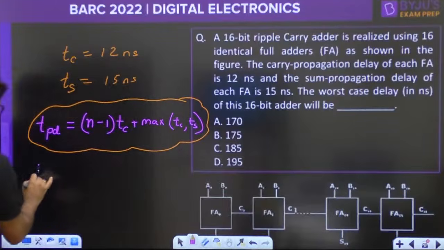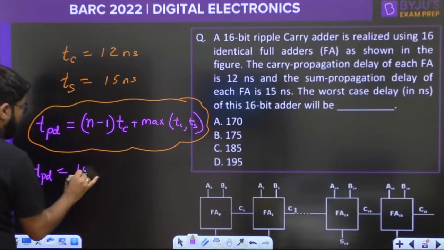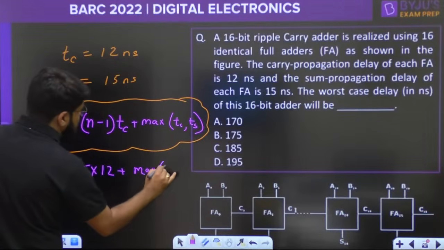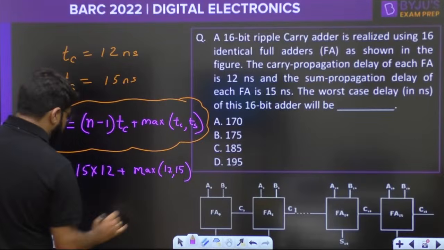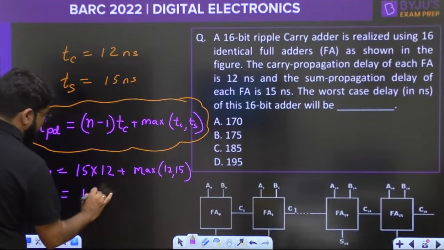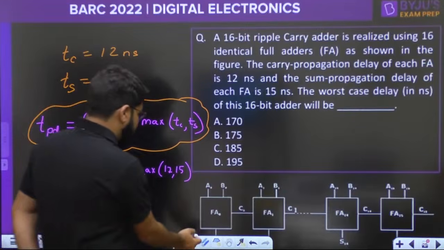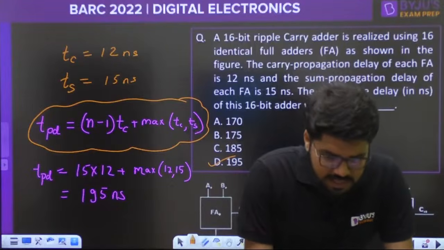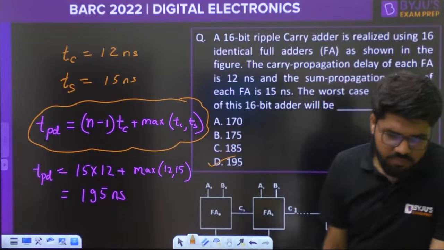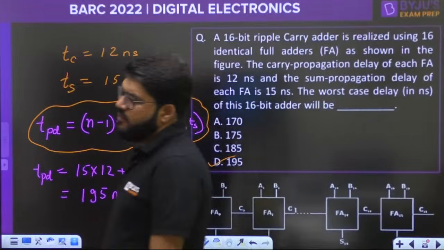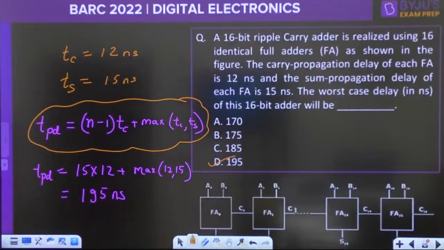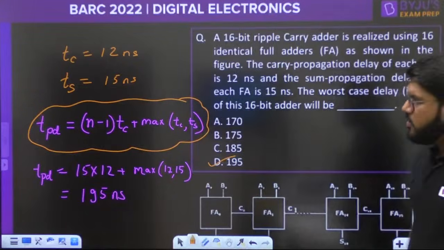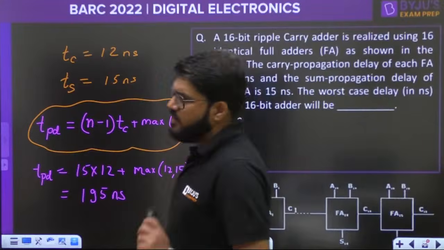So what is the answer that is going to come here? It is equal to 15 into 12 plus the max of 12 or 15, which is 15. So the correct answer is 195 nanoseconds. Let me see the comment box also. Yes, some of you have given the correct answer up to this time. 195 nanoseconds is the final answer. A very simple question. As per BARC and HAL level only, we'll confine the questions.